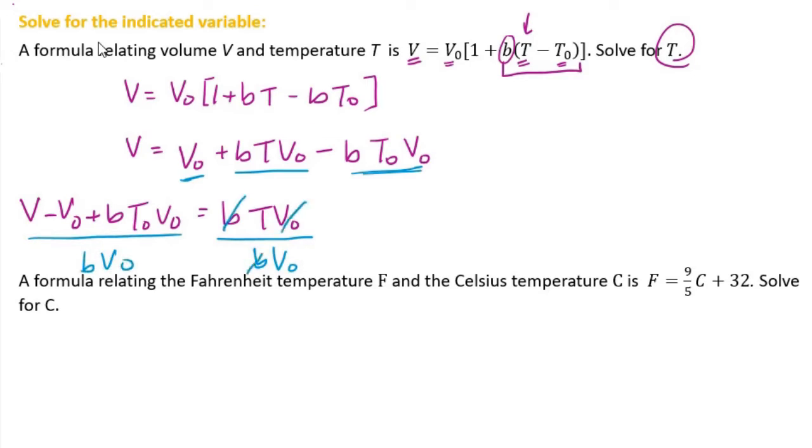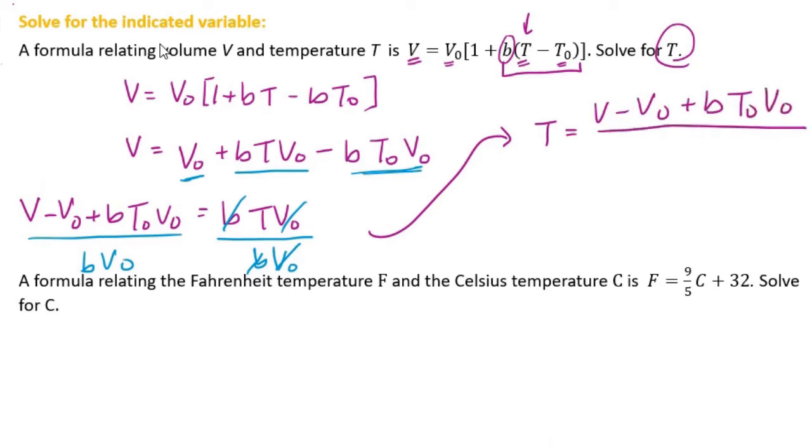So my B's cancel and my V naughts cancel. What are we left with? Well, I'll write the t, the variable we're looking for, on the left-hand side this time. T is equal to V minus V naught plus B times T naught times V naught, all divided by B times V naught.